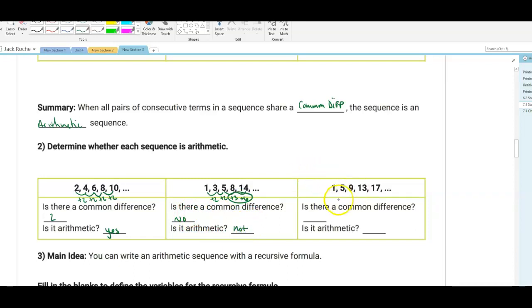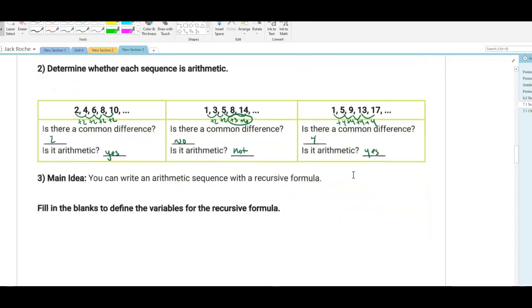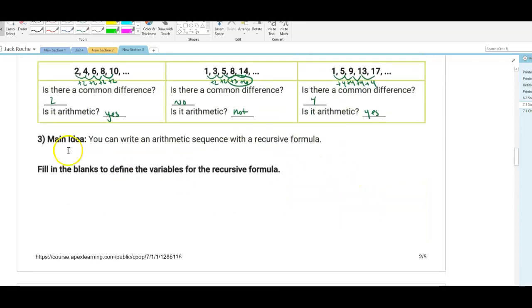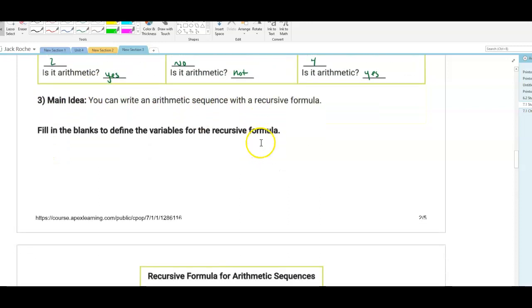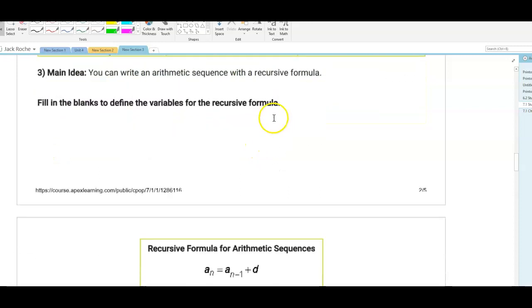The next one, I look at all of them. I go up 4, up 4, up 4, up 4. Is there a common difference? Yes, 4. Is it arithmetic? Yes, because it has a common difference. Okay? So, can you write an arithmetic sequence with a recursive formula?